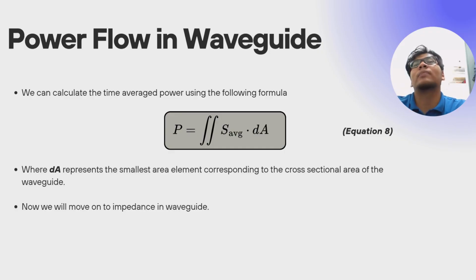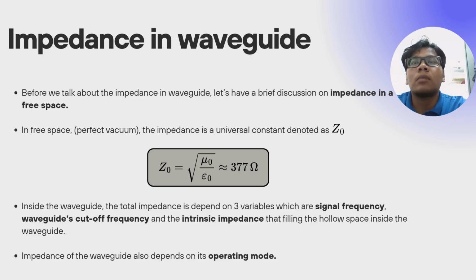Now that we understand the power flow, let's move on to the impedance in waveguides. Before discussing the impedance in waveguides, let's briefly look at the impedance in free space. In a perfect vacuum, impedance is a universal constant, approximately 377 ohms. Inside a waveguide, impedance depends on three factors: signal frequency, cutoff frequency, and the intrinsic impedance of the material inside. It also depends on the operating mode of the waveguide. These factors make waveguide impedance more complex than free space impedance.